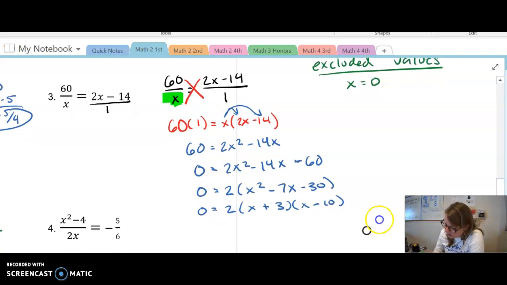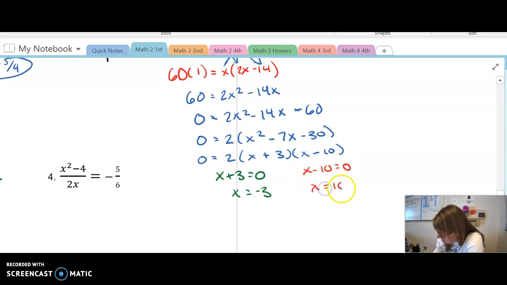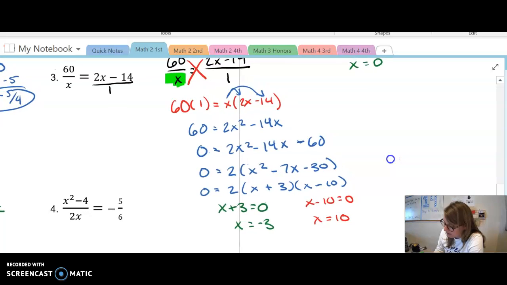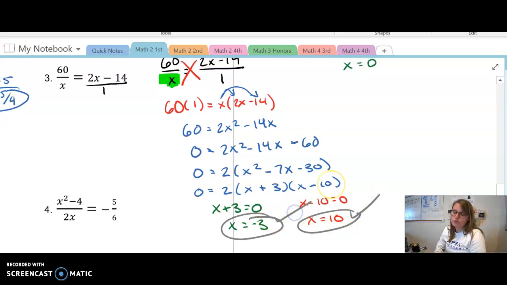Now that we've factored this, we can find those 2 solutions by setting both of our parentheses equal to 0. So we have x plus 3 equals 0, so x equals negative 3. And then we have x minus 10 equals 0, so x equals positive 10. Now we need to double check that this is not an excluded value. Is 10 or negative 3 equal to 0? No, it is not. So both of these work, and we have 2 solutions to my expression.